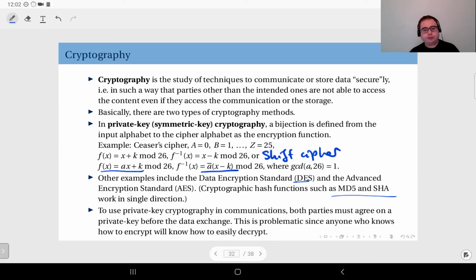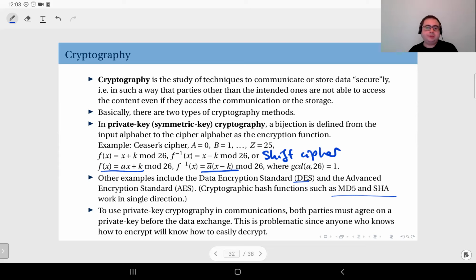One important point here is obviously to use private key cryptography in communications, for instance. Both parties, the transmitter and the receiver, must agree on the private key. So what function to use to encrypt the data so that it will be possible to decrypt at the other side. So both sides need to know this function before the data exchange. But obviously this is a problem because these are remote parties, and before the communications, how do you communicate the cipher itself from one side to the other?